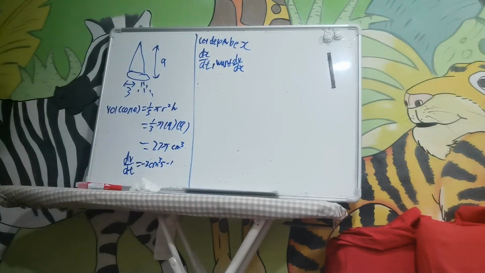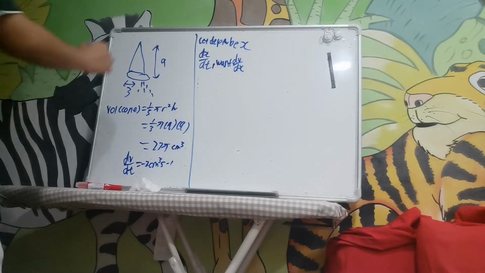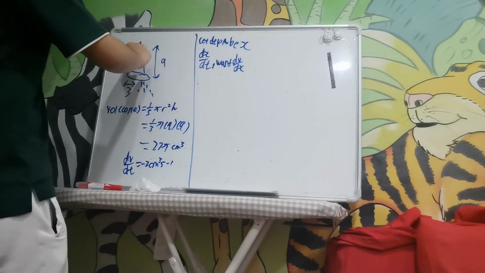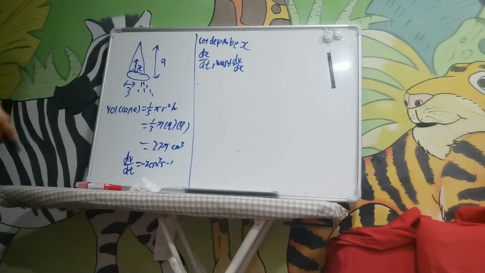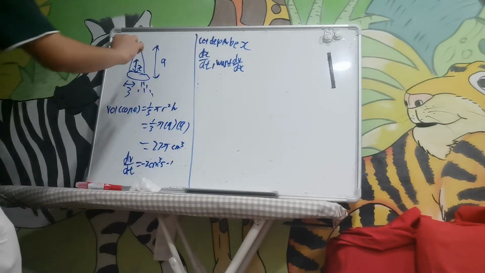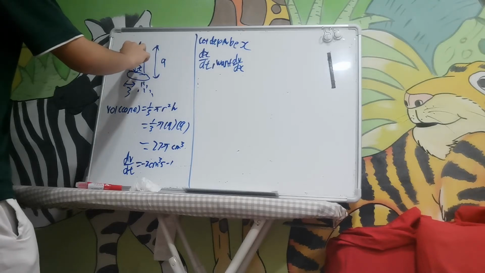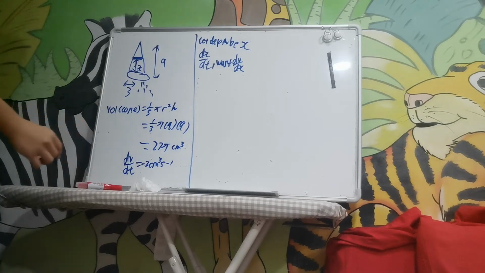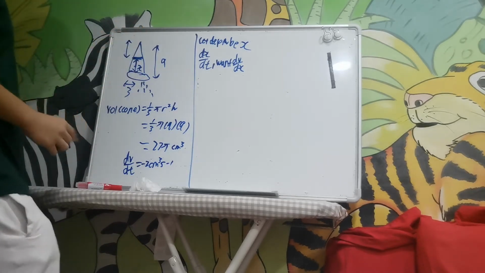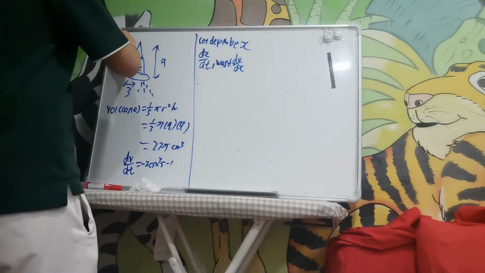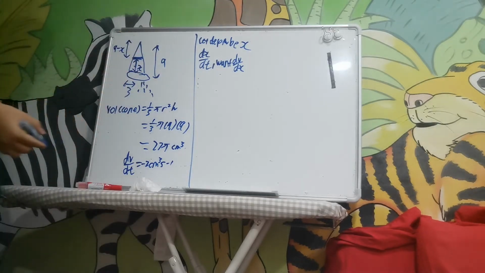Now let's illustrate this in our diagram. This will be x. I want you to notice something. When you split the cone, since it's a right cone, you can split it like this. When you split it like this, you form another smaller cone. And this small cone has a height of 9 minus x cm.